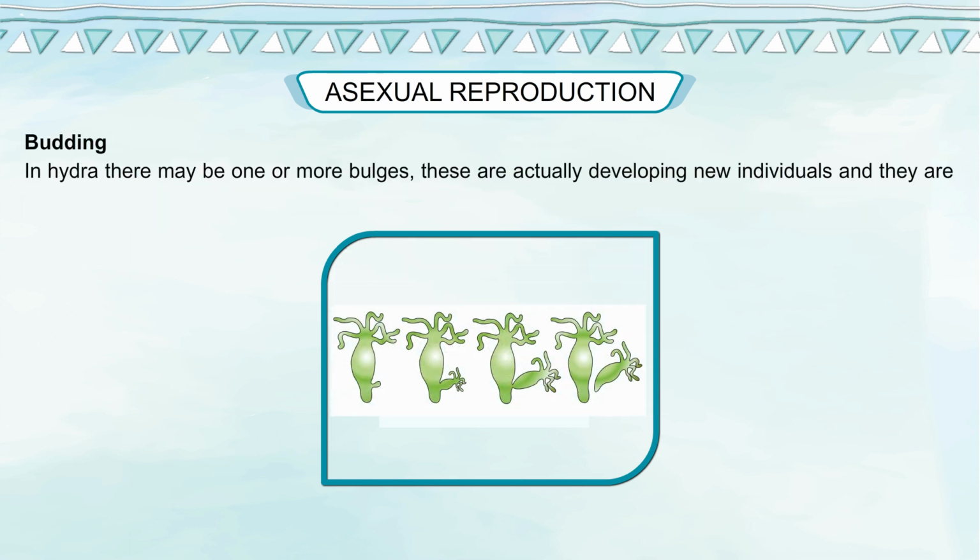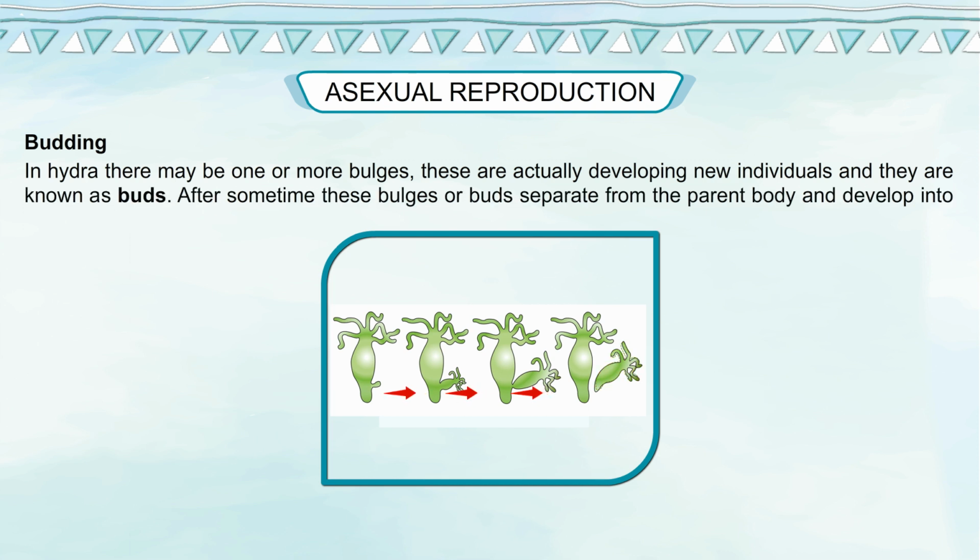Budding. In Hydra, there may be 1 or more bulges. These are actually developing new individuals and they are known as buds. After some time, these bulges or buds separate from the parent body and develop into new individuals.